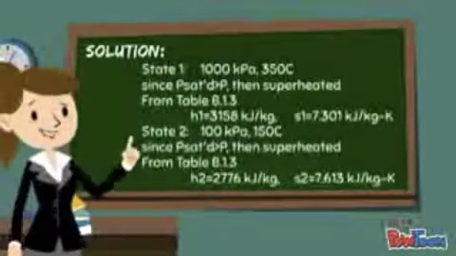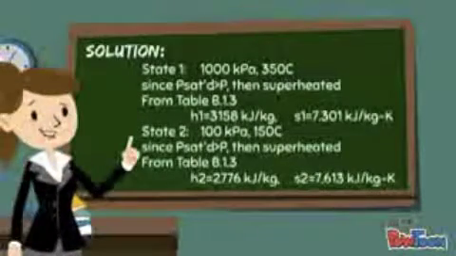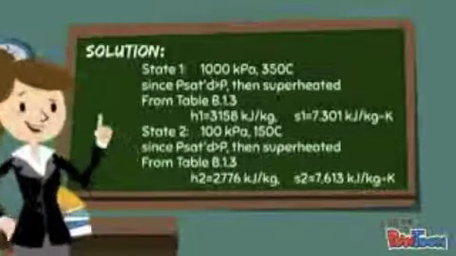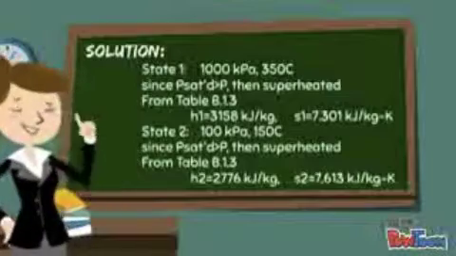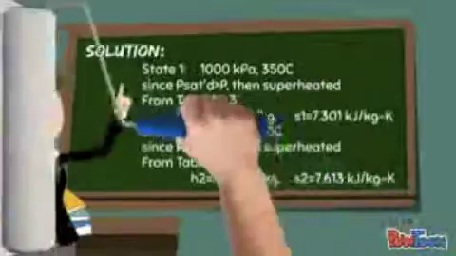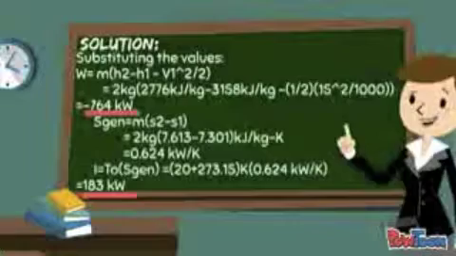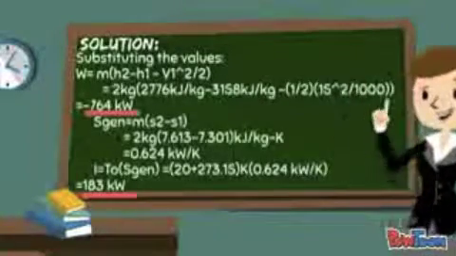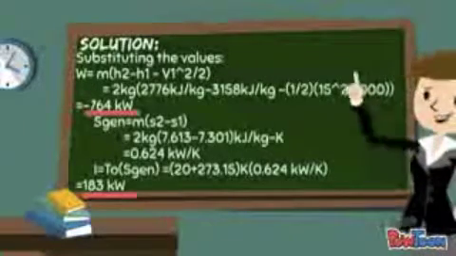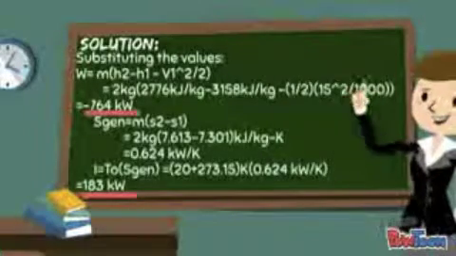At state 1, since the saturation pressure is greater than the pressure given, the steam is superheated, and from the table, we can get the enthalpy and the entropy. And at state 2, since the saturation pressure is also greater than the pressure, the steam is superheated as well, and we can also get from the table the values of enthalpy and entropy. Substituting the values to the equation, we can now calculate the power, which would give us negative 764 kilowatts. And to calculate the irreversibility, we first calculate the entropy generation, and by multiplying that by the temperature, we would get 183 kilowatts.